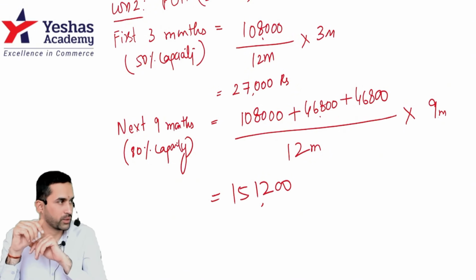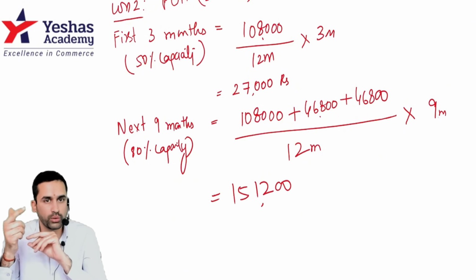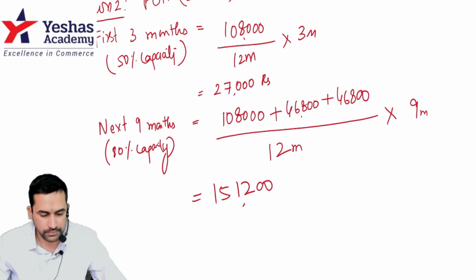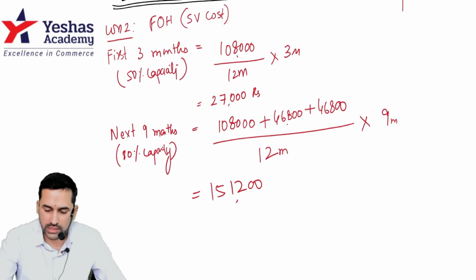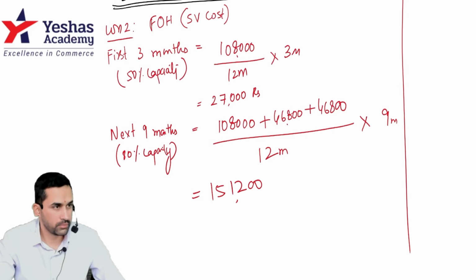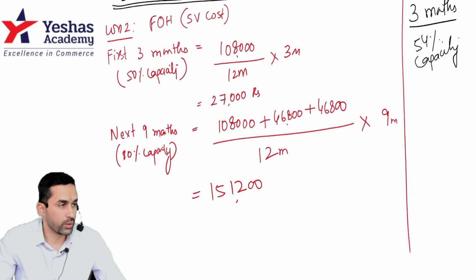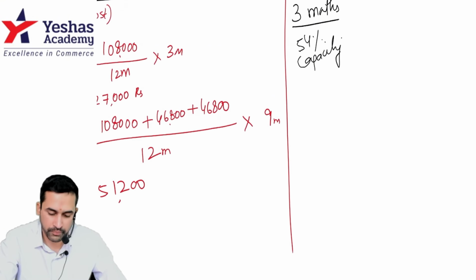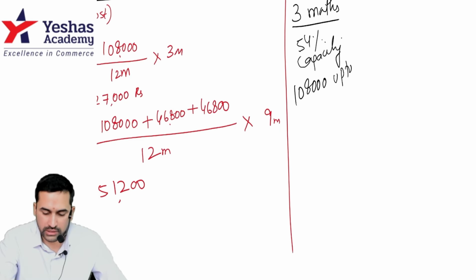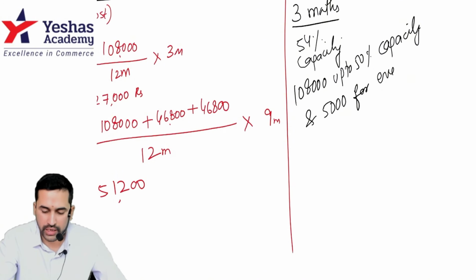I want to add one extra adjustment to this. I want you to tell me how to solve in that case. Listen, if question says I'm changing some data, pay attention. First 3 months, we are working at 54% capacity. Okay. And question has a line like this: 108,000 up to 50% capacity and 5,000 rupee for every 1% capacity.